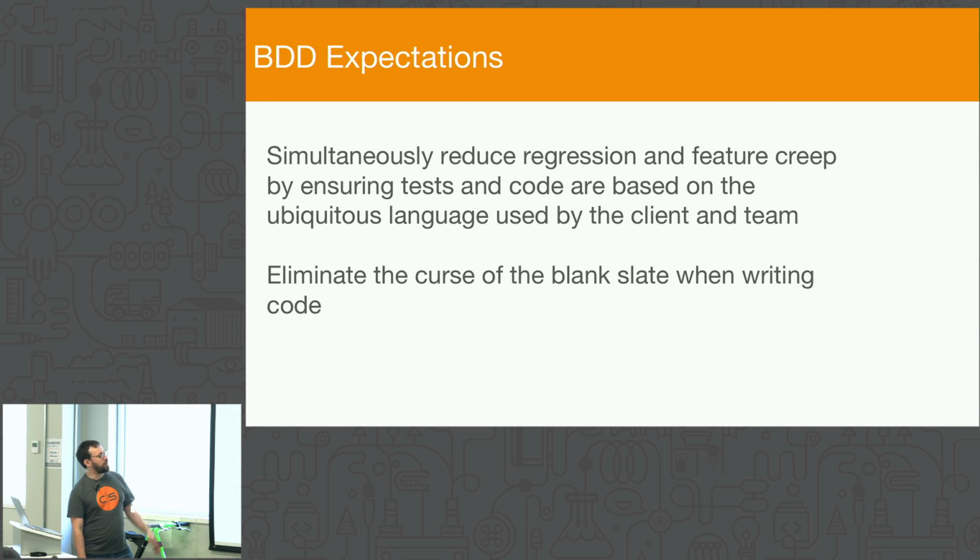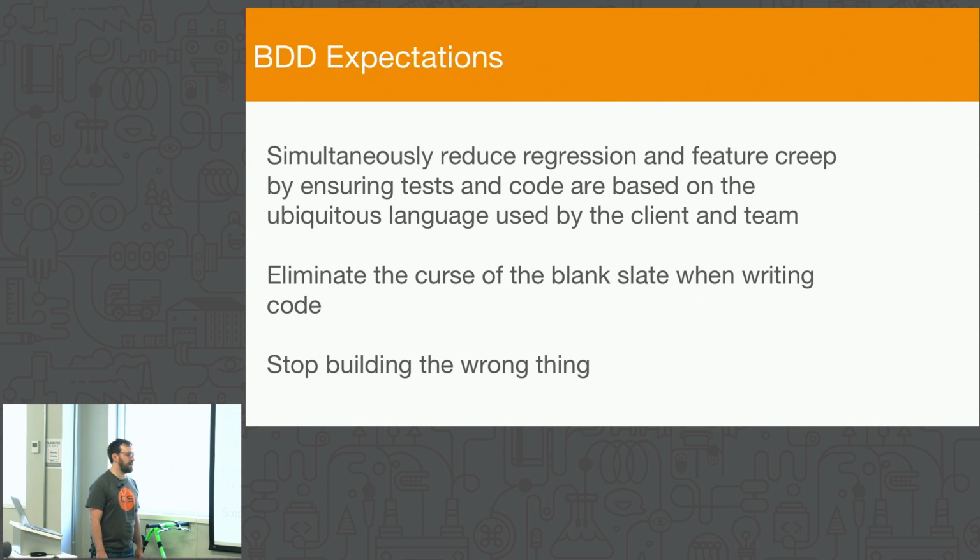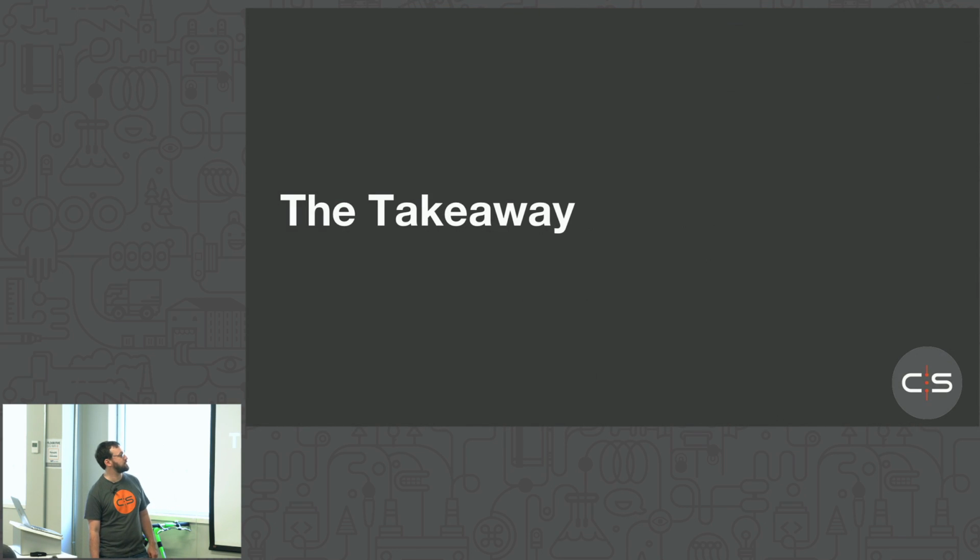Other expectations: we eliminate the curse of the blank page, in that TDD has the curse of the blank page. We don't know where to start because we don't have anything to test, right? With BDD, you run chimp and it tells you what to do. You don't have to worry about what you write. And the last thing that BDD helps is that it helps us stop building the wrong things. Too often we'll assume that we know exactly what a client wants. We'll build it, we'll iterate, we'll finish it, we'll tell them we're done, they'll use it, they'll like it a little bit, but it's not what they want. And that's really what it all comes down to.